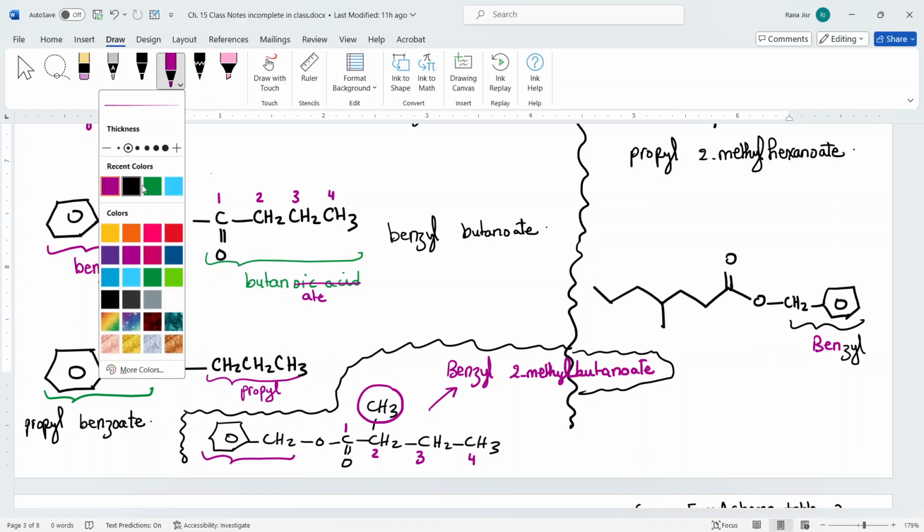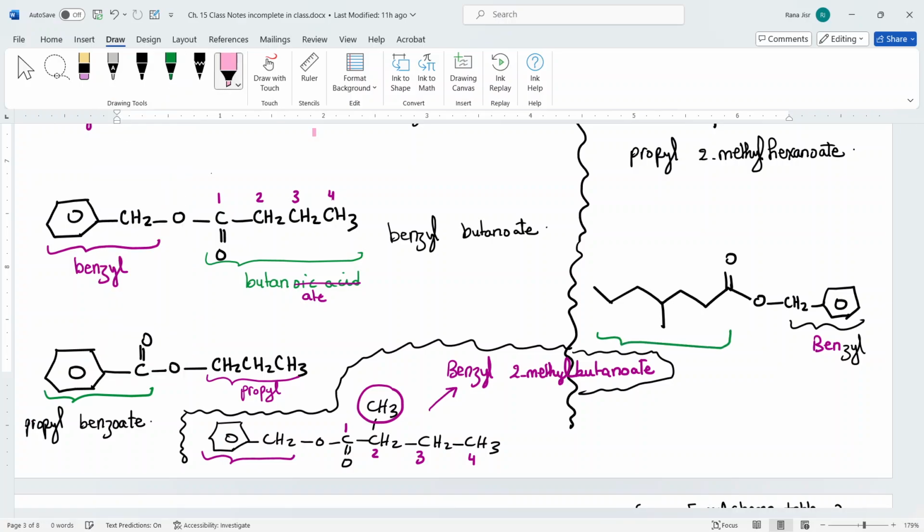So for the rest of the name, again, including the carbonyl, let's go ahead and highlight that. Always start numbering from the carbon of the carbonyl. It's going to be 1, 2, 3, 4. So the methyl is on 4, then 5, 6, and 7. So it's going to be heptanoate. And the name is going to be benzyl. And then on carbon 4, I do have a methyl and then heptanoate.